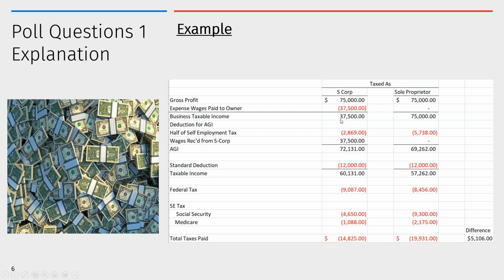And as you can see, yes, the business taxable income is much lower for the S corp than the sole proprietorship. But then we have to go and look at the deductions to AGI. We can go ahead and remove those self-employment taxes from both sides, and you can see there's the double taxation on the sole proprietor.